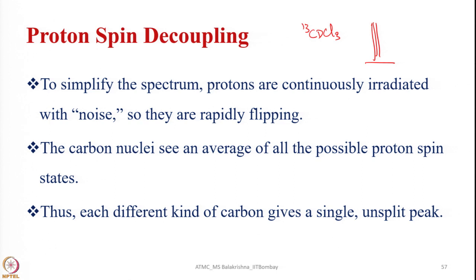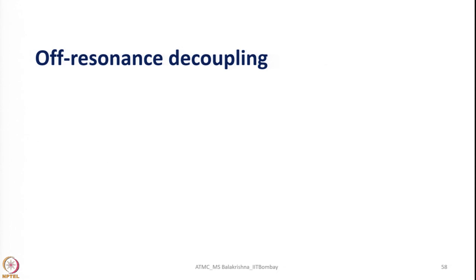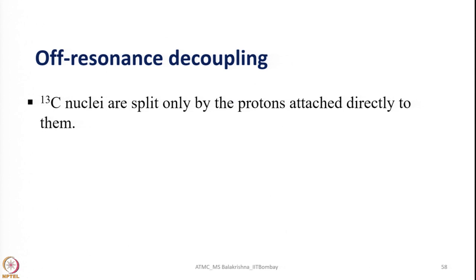This signal is coupled by this D, which has I equals 1, so you get a triplet. 2nI plus 1 number of lines will be there. Now, resonance decoupling. What is that? 13C nuclei are split only by the protons attached directly to them.